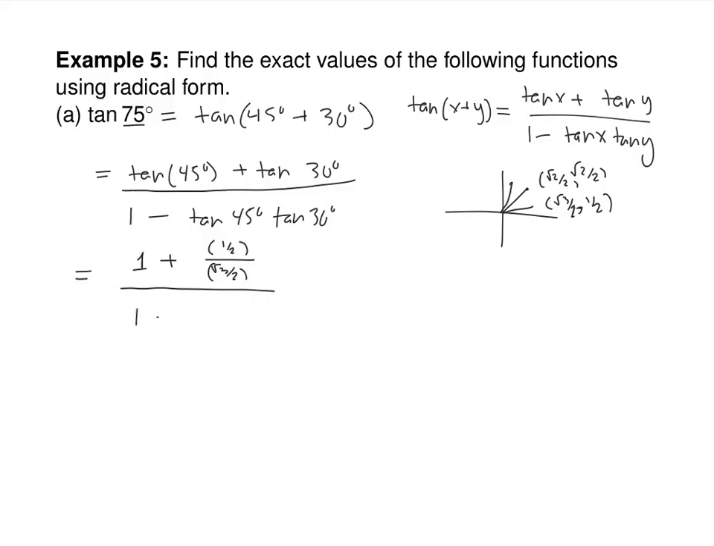Over 1 minus tangent of 45, which is 1, times, hey, what is 1/2 over root 3 over 2 going to be anyway? At least initially, 1 over root 3, does that make sense? At least that much. So I've got 1 plus 1 over root 3 over 1 minus 1 over root 3. And that's okay. It's a little rude to leave fractions in fractions, but at least that's a start.